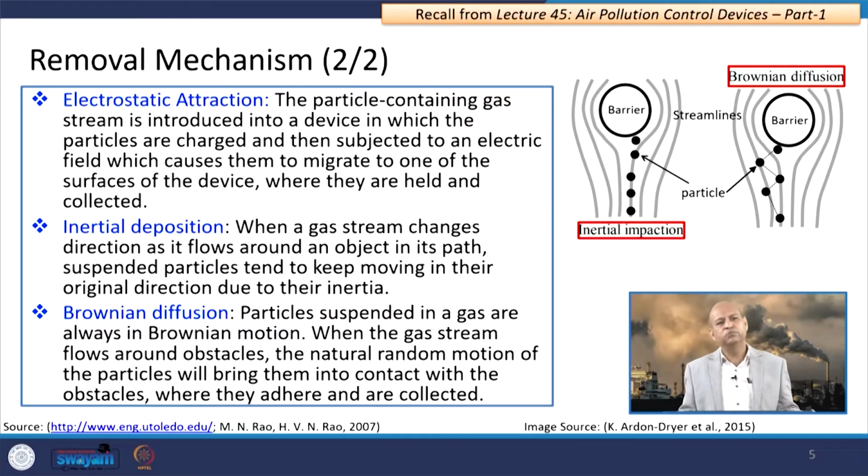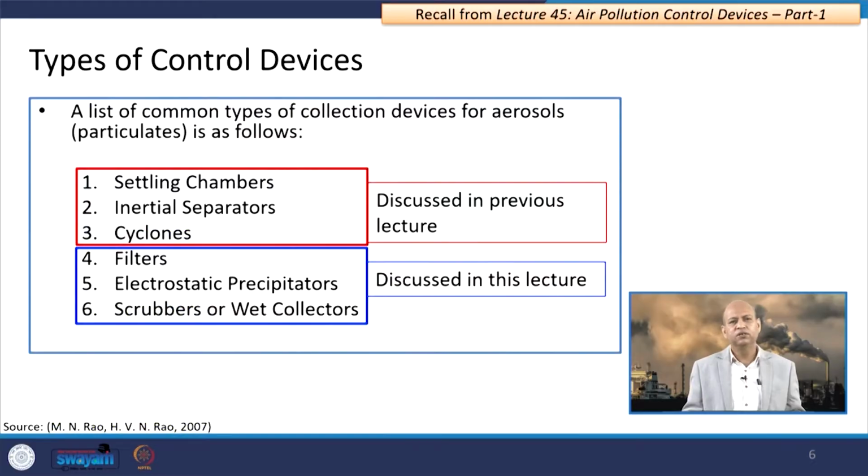Then there is one mechanism, inertial deposition, in which the gas stream changes direction as it flows around an object in the path, and suspended particles tend to keep moving in the same direction, and with their inertia they strike that particular object and lose velocity. Then there is Brownian diffusion also, where particles suspended in the gas are always in Brownian motion, going from one direction to another, and in that movement they get impacted on the surface, their velocity gets reduced to 0, and then they slide down.